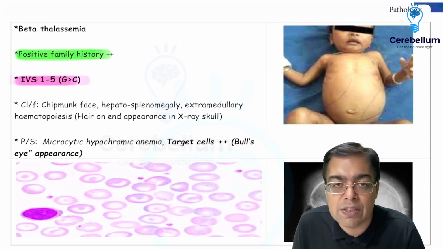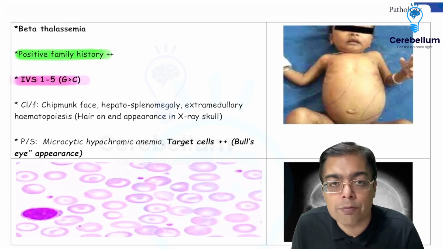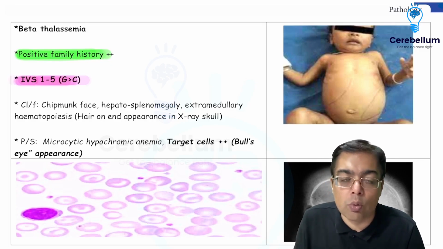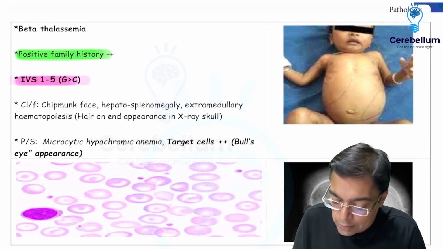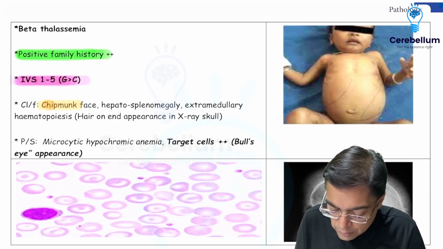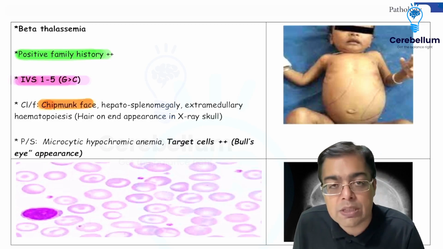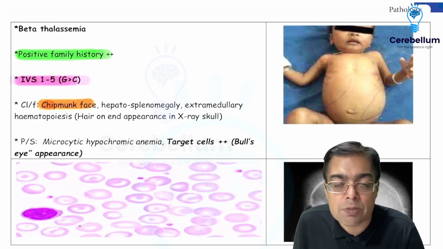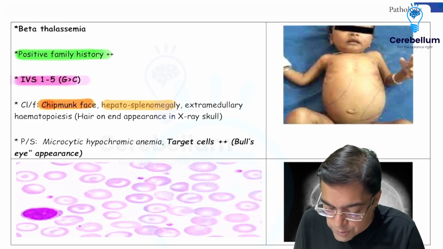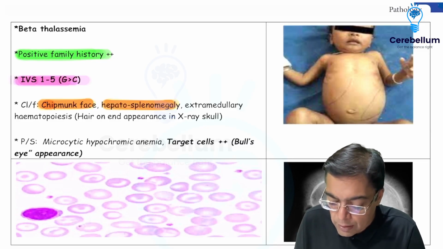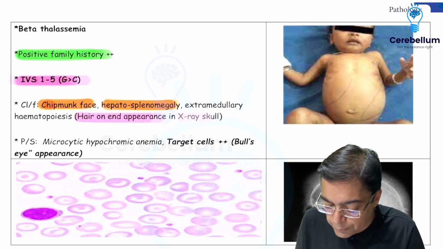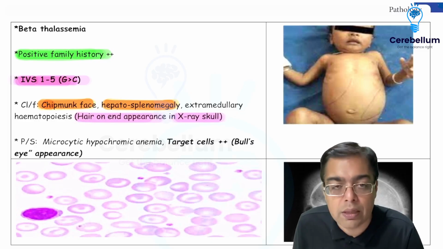The patients are having a severe anemia. So the site of erythropoiesis is going to shift from the bone to the extramedullary sites, and therefore the patients are going to have involvement of the facial bones, because of which they have a chipmunk facies. Liver and spleen are going to have extramedullary hematopoiesis as well. So there is hepatosplenomegaly, and because of involvement of the facial bones, including the skull, the patients are going to have a hair on end appearance.